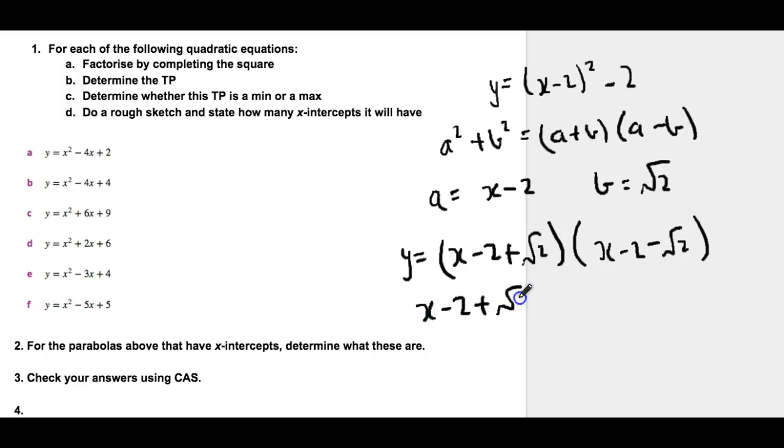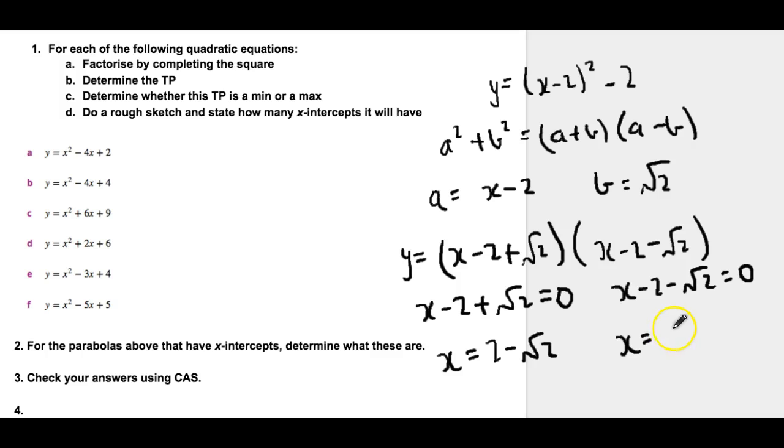x minus 2 plus root 2, so we take this factor and let it equal 0, and the other factor and let that equal 0. So that means x is equal to 2 minus root 2, or x is equal to 2 plus root 2. Another way you could have done it is just by letting this equal 0, you would get exactly the same answer.